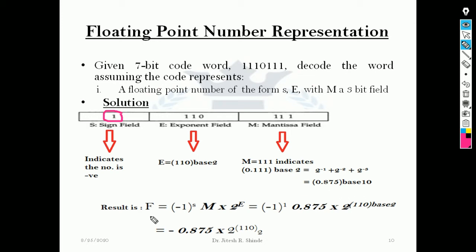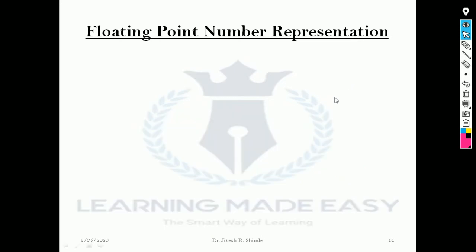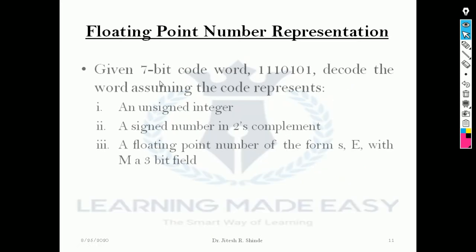We can write this as minus 1 to the power s, m into 2 to the power e, equal to minus 1 to the power 1, 0.875 into 2 to the power 110 to the base 2. On solving this, we get minus 0.875 into 2 to the power 110 to the base 2. From this number we are interpreting that the number is negative. We already saw this example; the last part I already discussed in the previous slide, and the case 1 and case 2, first part and second part solutions are given in my previous topic videos.